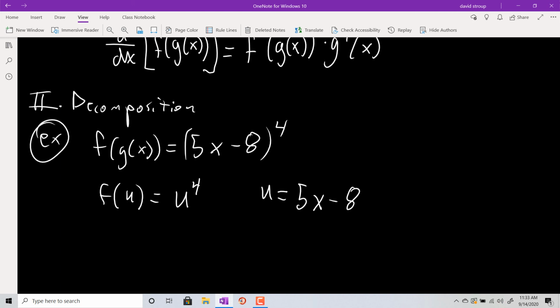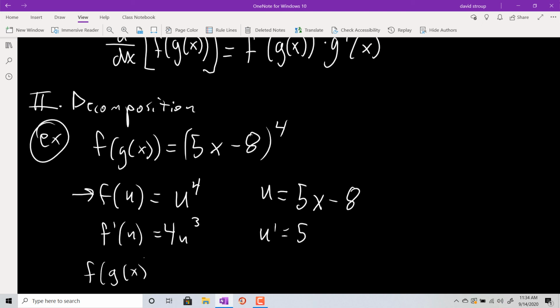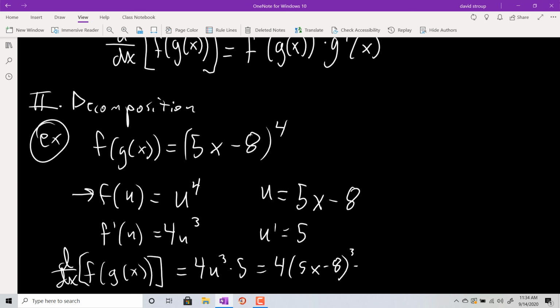And the reason they're doing it this way is because the next step, to figure out the derivative of this, you could just take the derivative of these things and then tack them all together, and that would be your answer. So the derivative of f of u is going to be 4u cubed. And then the derivative of u, u prime, would be 5. So the derivative of f of g of x with respect to x is going to be 4u cubed times 5. And of course we have to back substitute what u is. It'll be 4 times 5x minus 8 cubed times 5. And then you could rewrite it as 20 times 5x minus 8 cubed for your final answer.